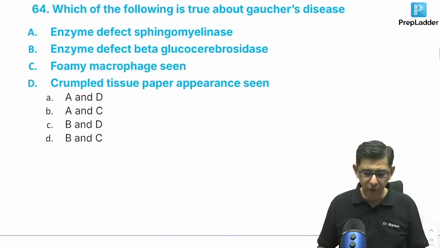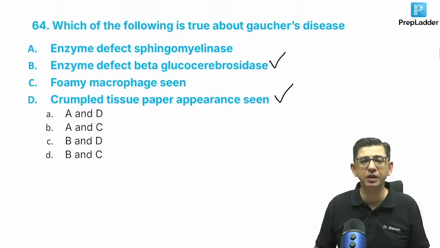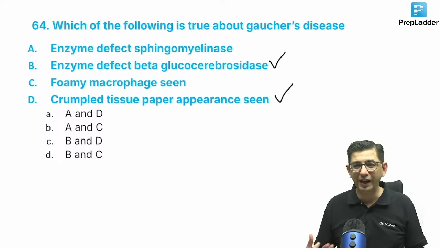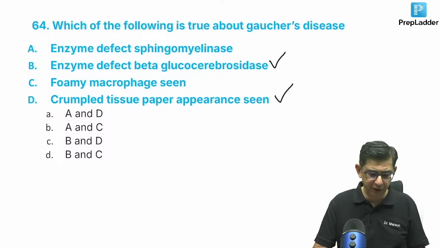Okay, G. What is true about Gaucher's disease? So beta glucocerebrosidase and crumpled tissue paper appearance makes sense there. Foamy cells are like atherosclerosis, so I'll not put them in the correct options for this particular question. So we'll go with the B and D for this one.